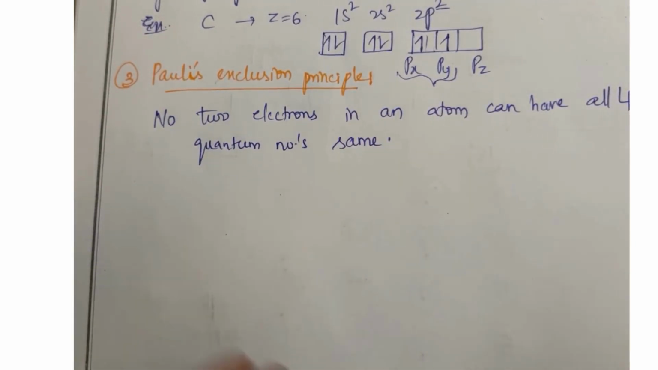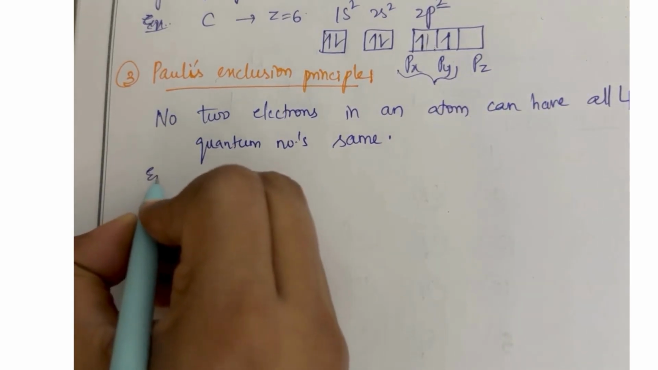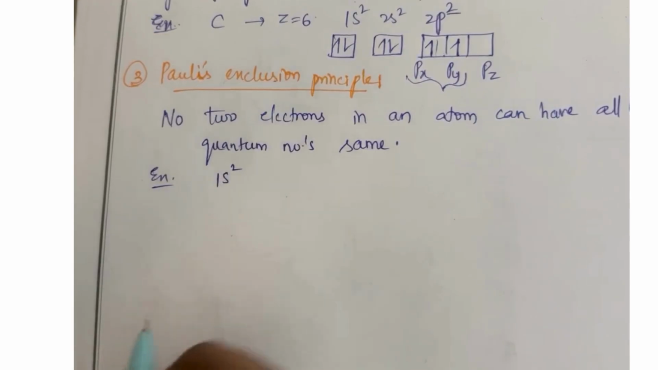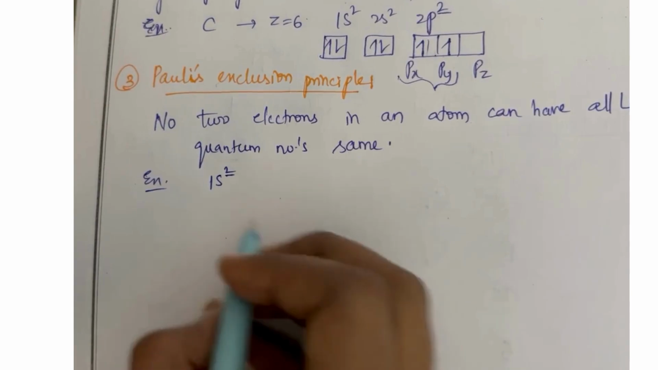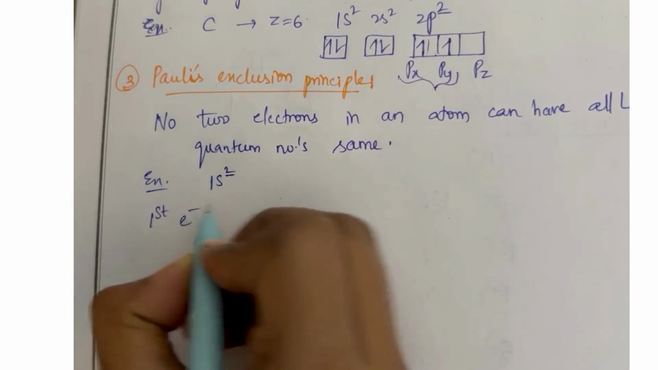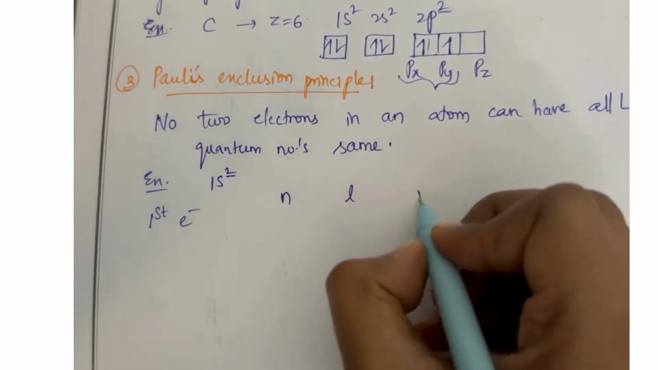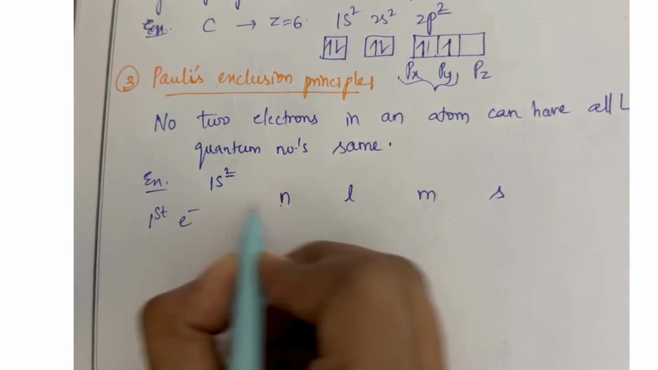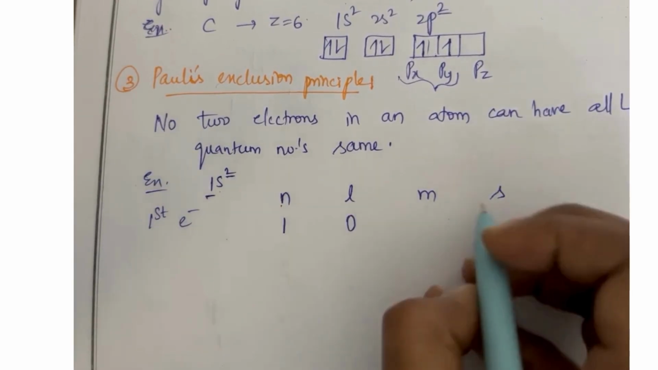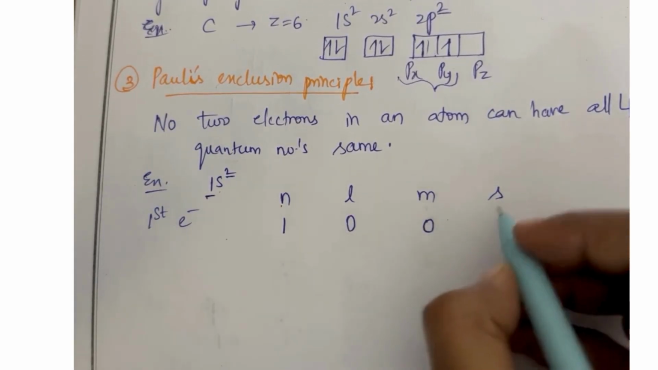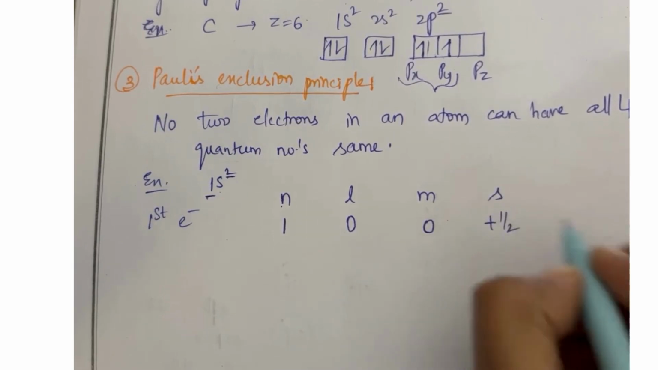Suppose all 4 quantum numbers are the same for a given atom, that means it indicates only 1 electron. For example, consider the 1s2 electronic configuration. The 2 indicates the presence of 2 electrons. For the first electron, consider the n, l, m, s values. What is n here? n is 1, l is 0, m can be 0 obviously, and s will have plus half.